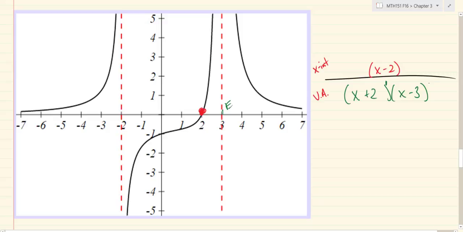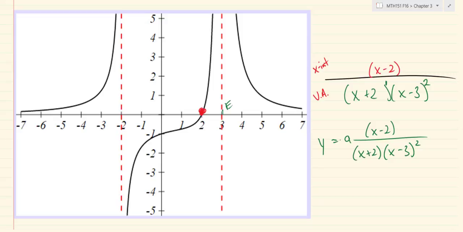This is even. So that means we're going to square that x minus 3 term. So right now we have y equals x minus 2 divided by x plus 2, x minus 3 squared. And I'm going to put an a out in front of this. The a is our scaling factor. So right now we're 80% done. We've got our x-intercept with its multiplicity. We've got our vertical asymptotes with their multiplicity. Numerator, denominator taken care of.